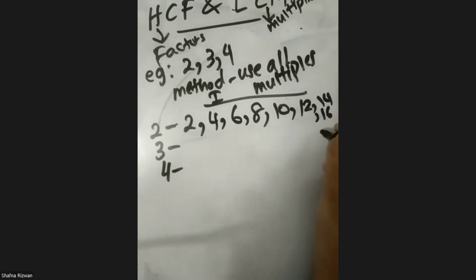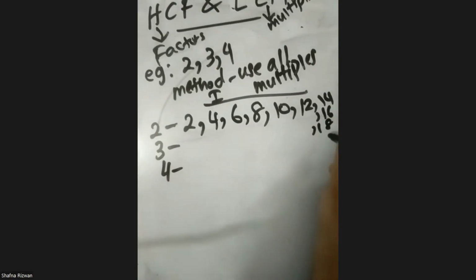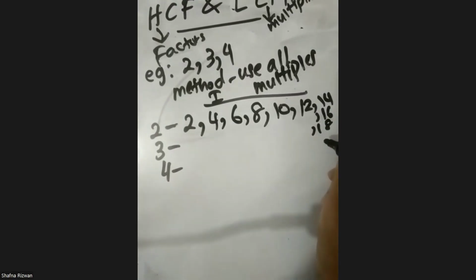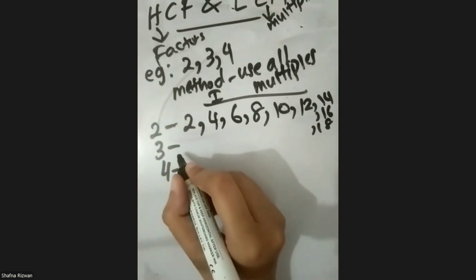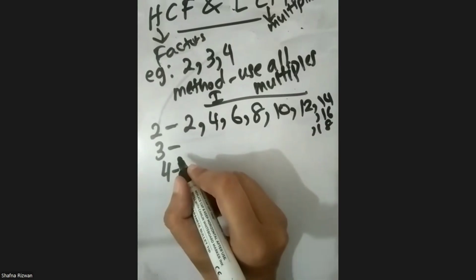Okay, 2 nines are how much? 18. 2 tens are how much? 20. Okay, like that you can take. And 3, if you take 3, what's the common multiple that you all have? That means what's the multiple that you have?